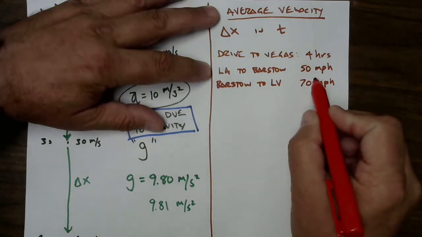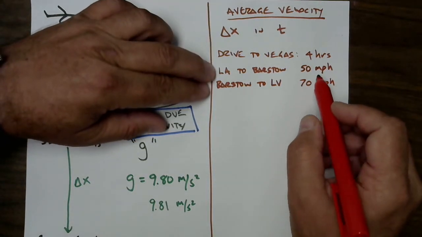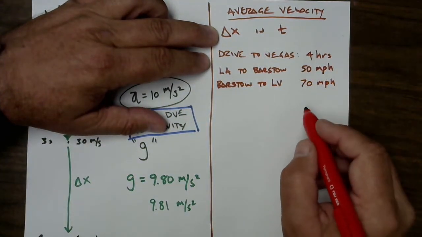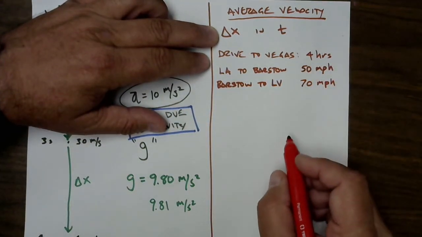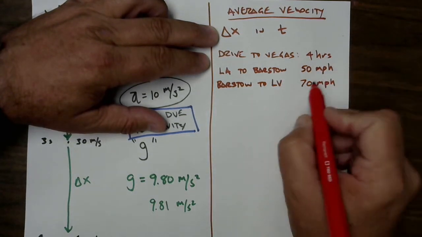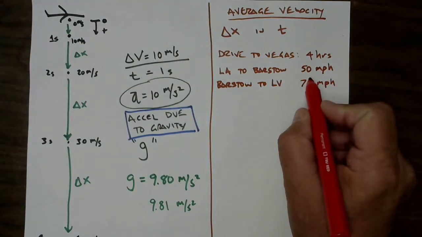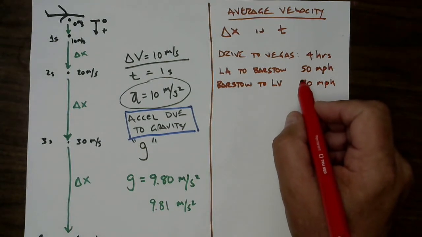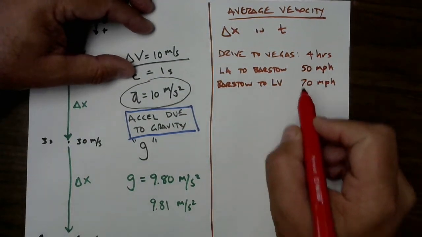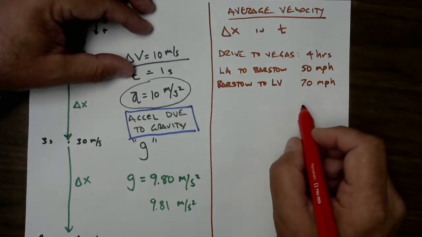So my velocity was not constant. If I take the total distance to Vegas, which is about 250 miles, and divide by the 4 hours, I wouldn't get 50 or 70. And I wouldn't even get right in the middle. I wouldn't get 60 either. What are you talking about? Why wouldn't you get 60? You drove at 50 and then you drove at 70. How come the average velocity isn't 60, Harmon?